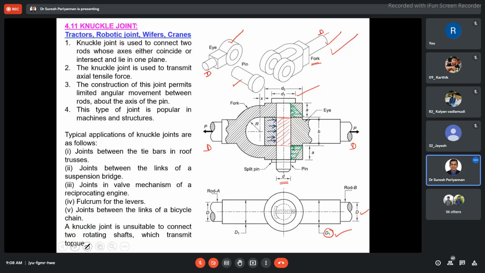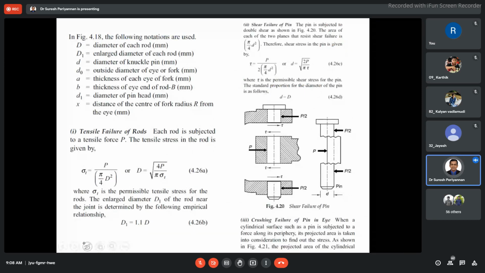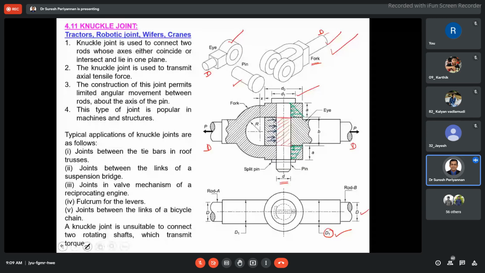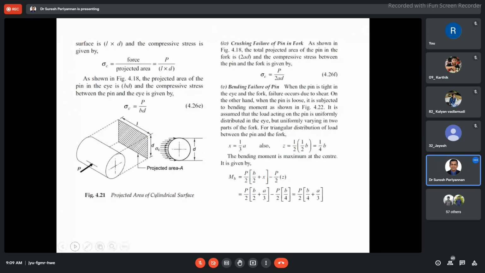Now I come to the next one, which I told you about, here. This dimension we also know, right? This I now consider L. This is L. What is this projection area? L into D. Okay, now this is L into D.